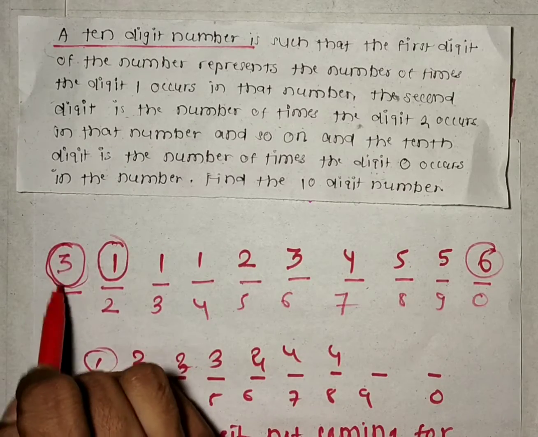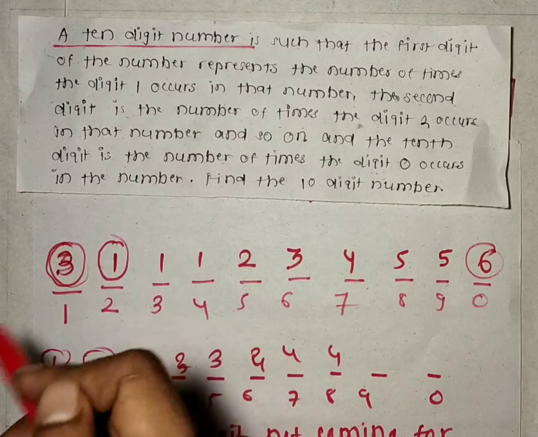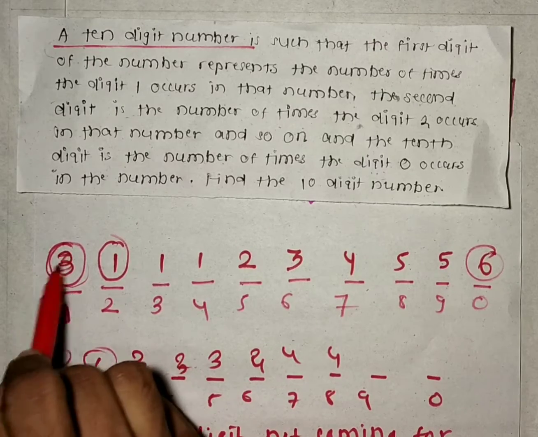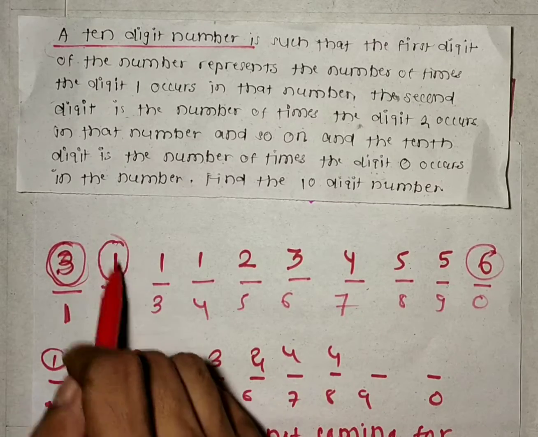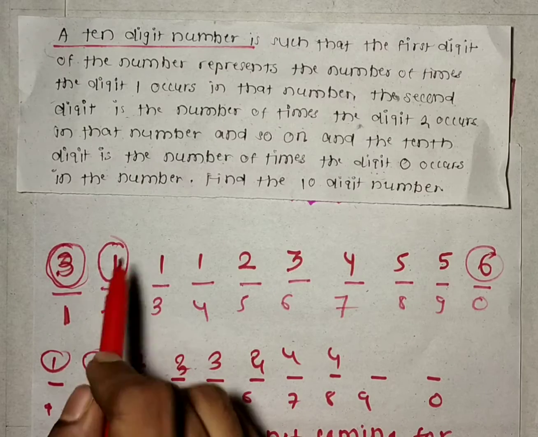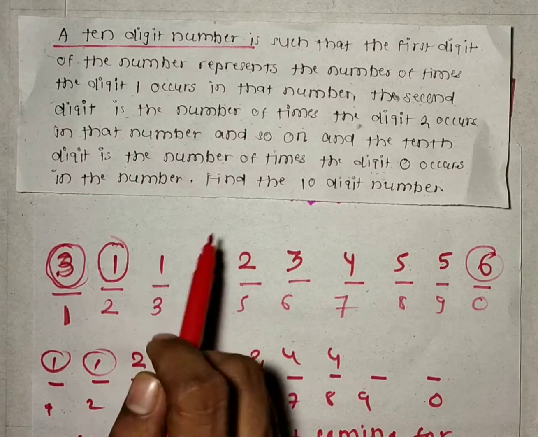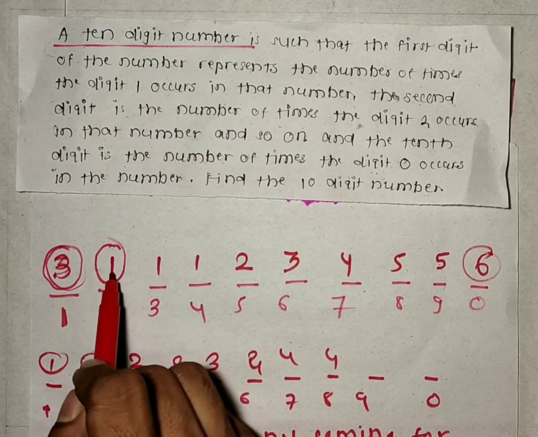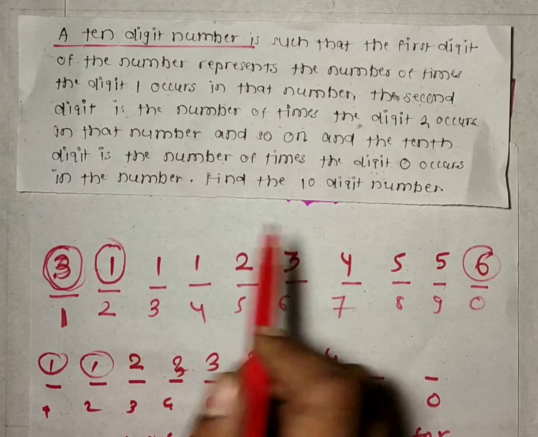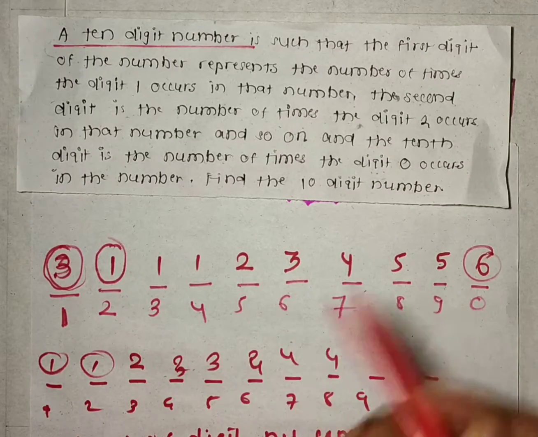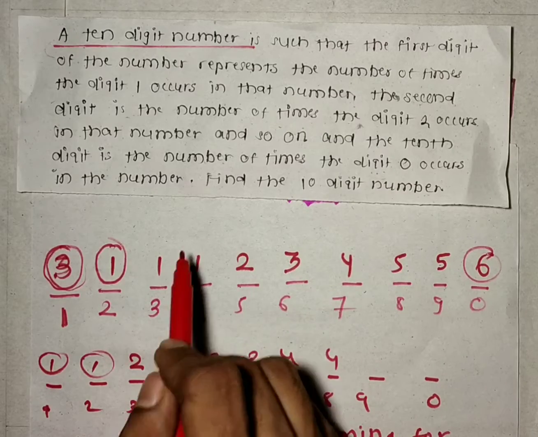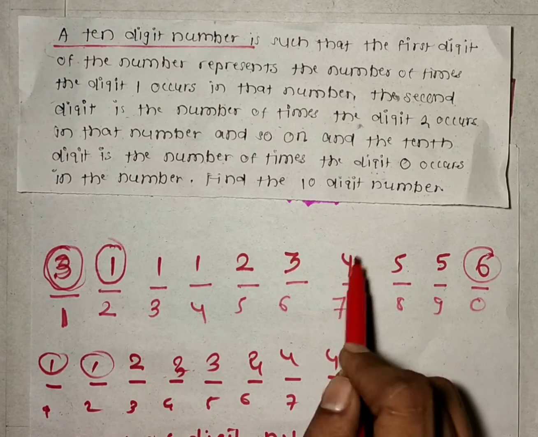If I say the number here is 3, then what does it mean? The 1 is coming 3 times in the whole number. So I have to write the 1, but we don't know where the 1 is. If I write down the 1, 1, 1 for the 3 times, then the 2 for the 1 time, then I should write the 2 for the 1 time. 3 is for the 1 time, then I should write the 3 for the 1 time. Again 4 is for the 1 time, that's why I wrote down the 4 here.